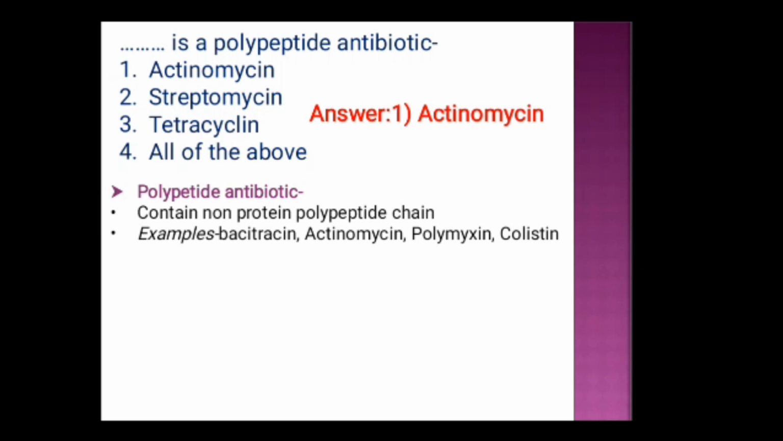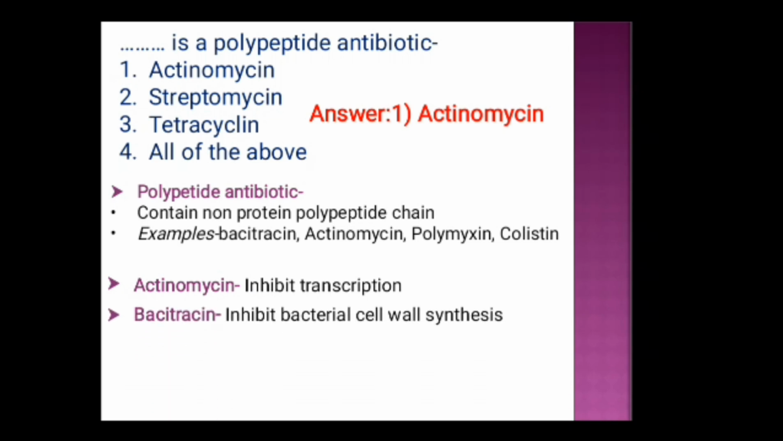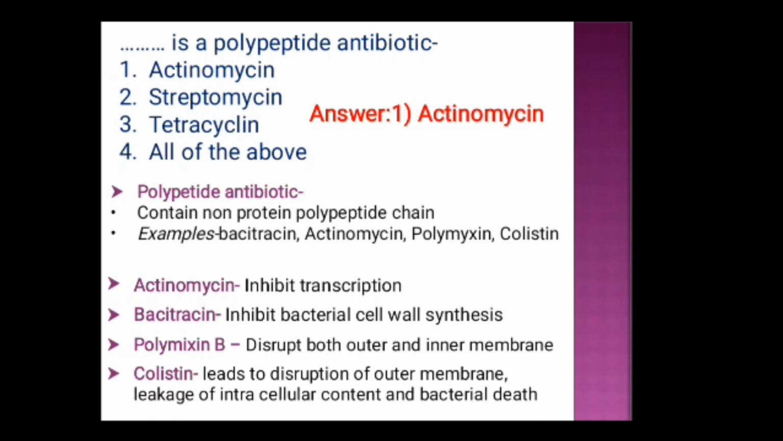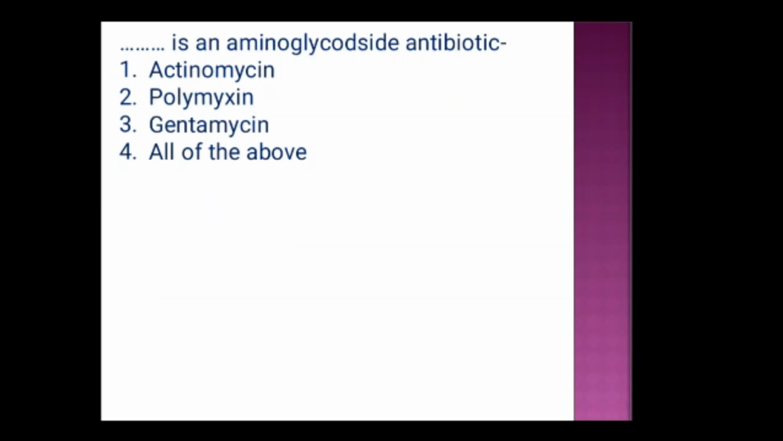Now let's discuss the mode of action of these different polypeptide antibiotics. Actinomycin inhibits transcription. Bacitracin inhibits bacterial cell wall synthesis. Polymyxin disrupts both outer and inner membrane of prokaryotes. Colistin leads to the disruption of outer membrane, that is leakage of intracellular content, and causes the bacterial death.